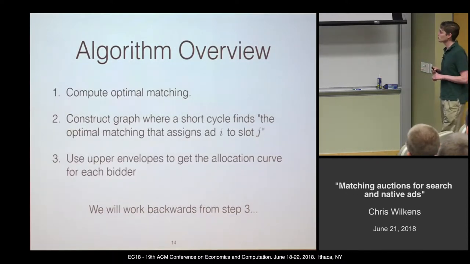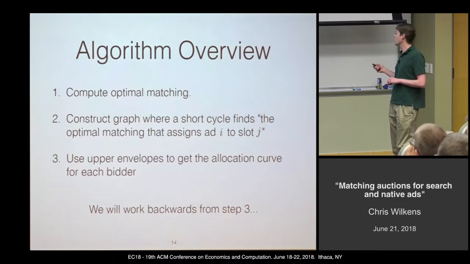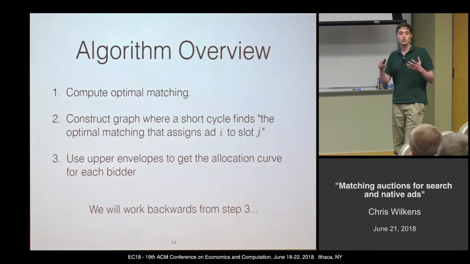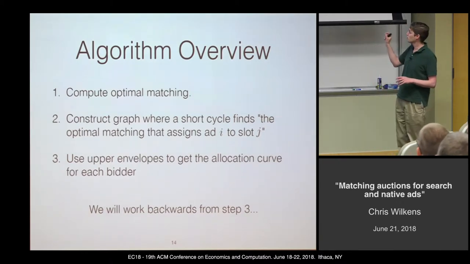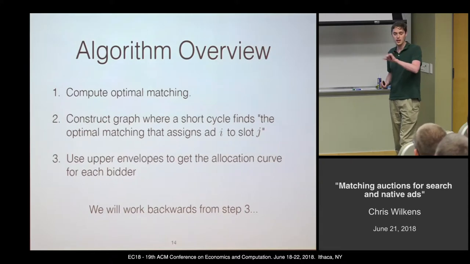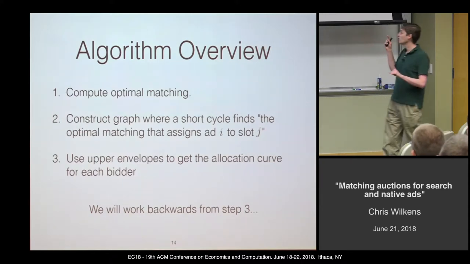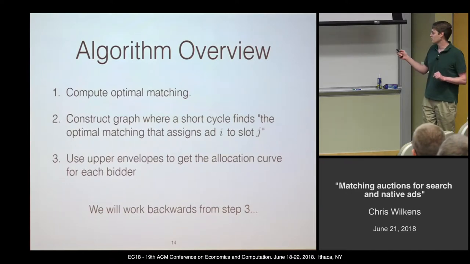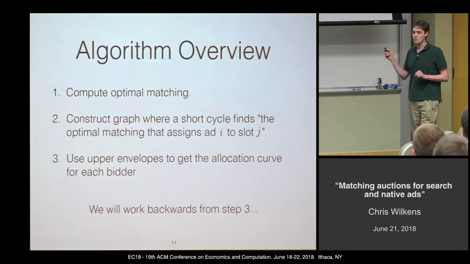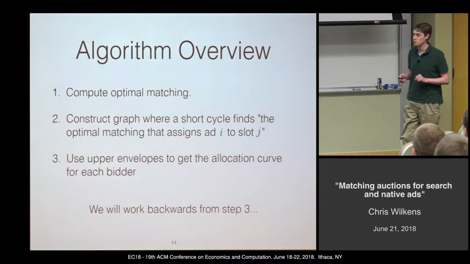So what is the algorithm going to look like? We're going to start by computing the optimal matching. Once we have the optimal matching, we're going to use a special graph from which we can use short cycles to identify particular matchings that have the following flavor: pick an edge that you want to include in the matching and optimize the rest of the matching around it. Then we can do a few upper envelopes, and this will allow us to get the allocation curve. I think it's easier to understand why we're doing all of these steps if we work backwards, so I'm going to start with these upper envelopes and explain that to you, and then go back to step two.